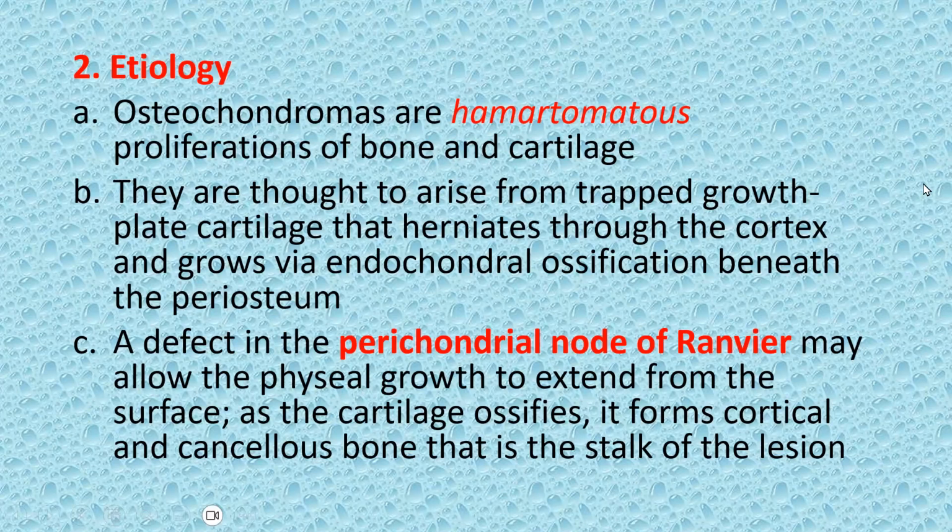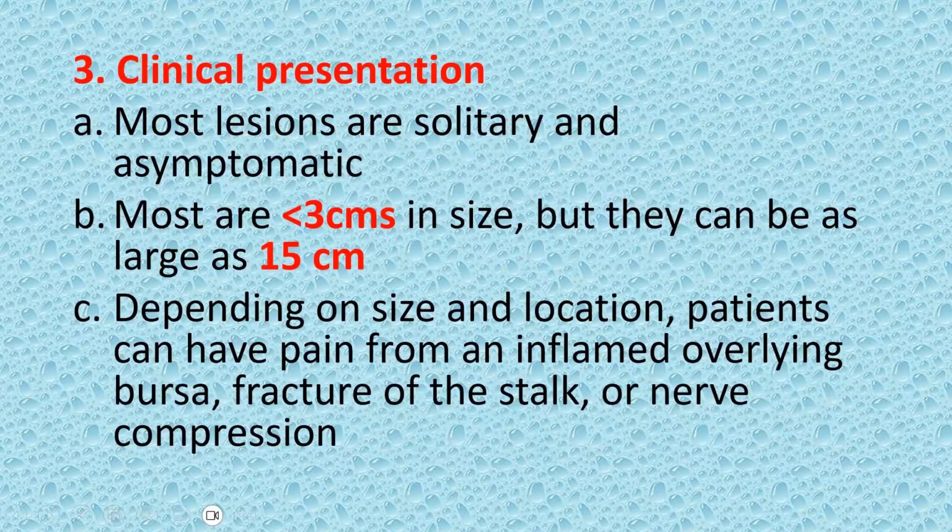The clinical presentation. Most lesions are solitary and asymptomatic. Most are less than 3 centimeters in size, but they can be as large as 15 centimeters. Depending on the size and the location, patients can have pain. For instance, the stalk of an osteochondroma can press on a nerve. It can press on a tendon and cause tendinitis. It can even press on a vessel and lead to an aneurysm.